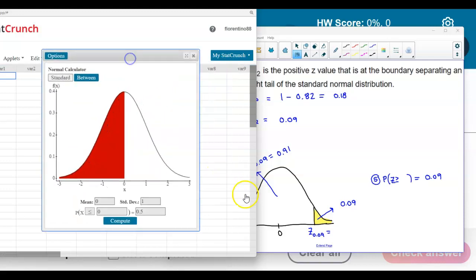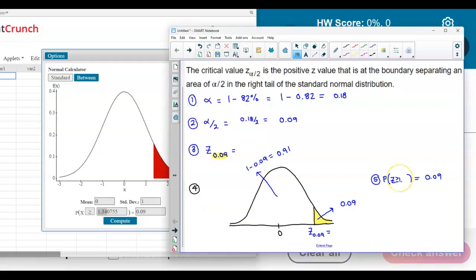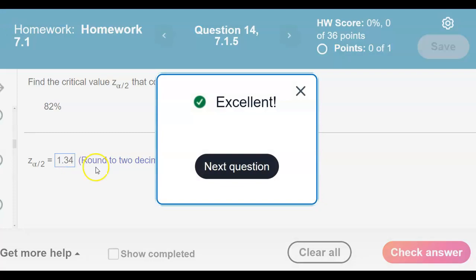Now, keep in mind here that we have a mean of 0, a standard deviation of 1, and we are using the area that's to the right. So we want to make sure that we change this inequality sign to be greater than or equal to, and then we put in the area that represents 0.09. That gives us this critical value, which is the z-score of 1.34. So our critical value is 1.34. Now we can go ahead and answer our question. Over here, we get 1.34, and there is our answer.